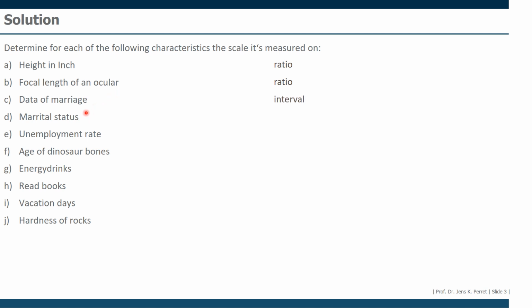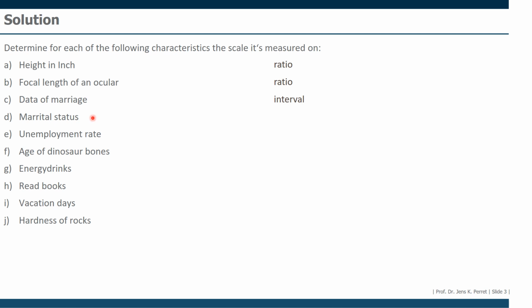Then, next one, well, I have the date of marriage. I could have the marital status as well. However, the marital status would be something like single, married, divorced, something like this. And I cannot really, well, even order this in a specific way. Well, I could say someone who's married has a higher marital status than someone is single, if I would say marital status is about being married. But what about people who are divorced or people who are widowed? I cannot really compare this, especially not in regard to the other ones.